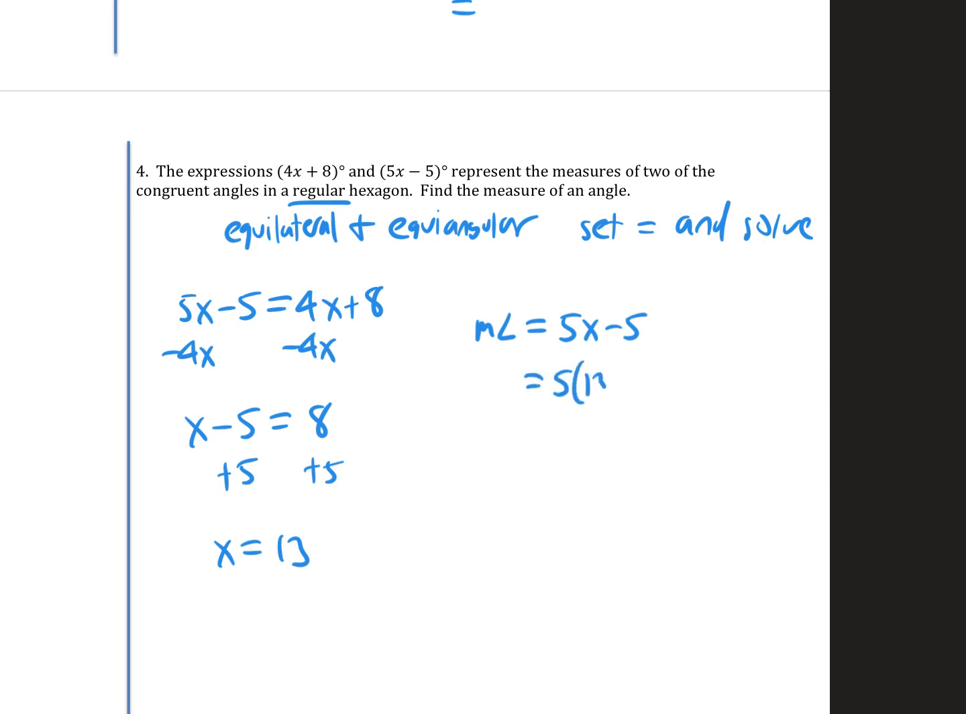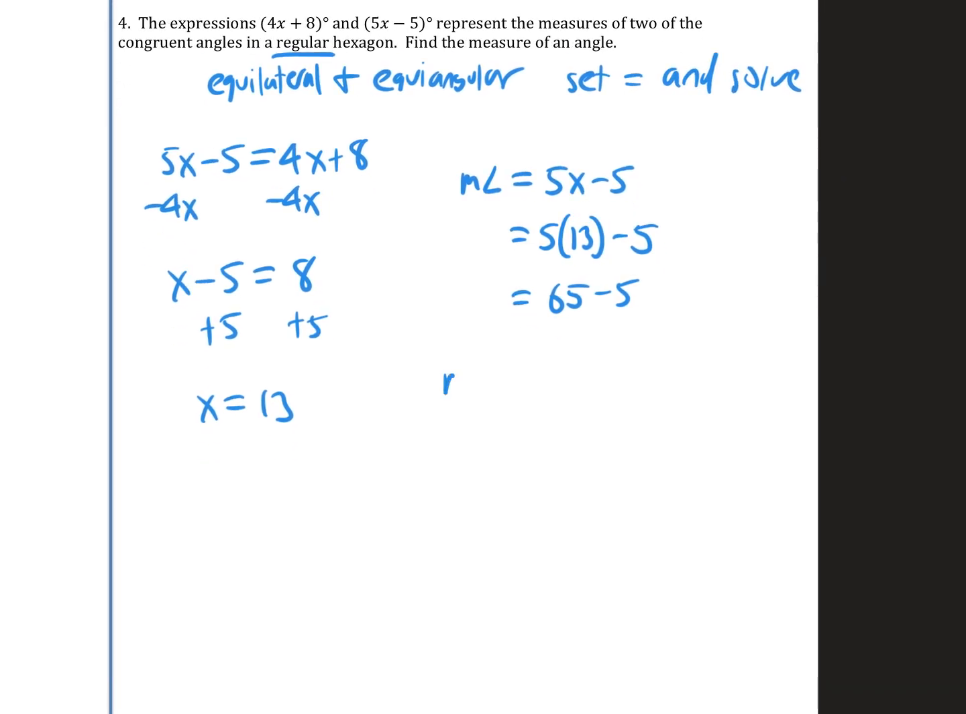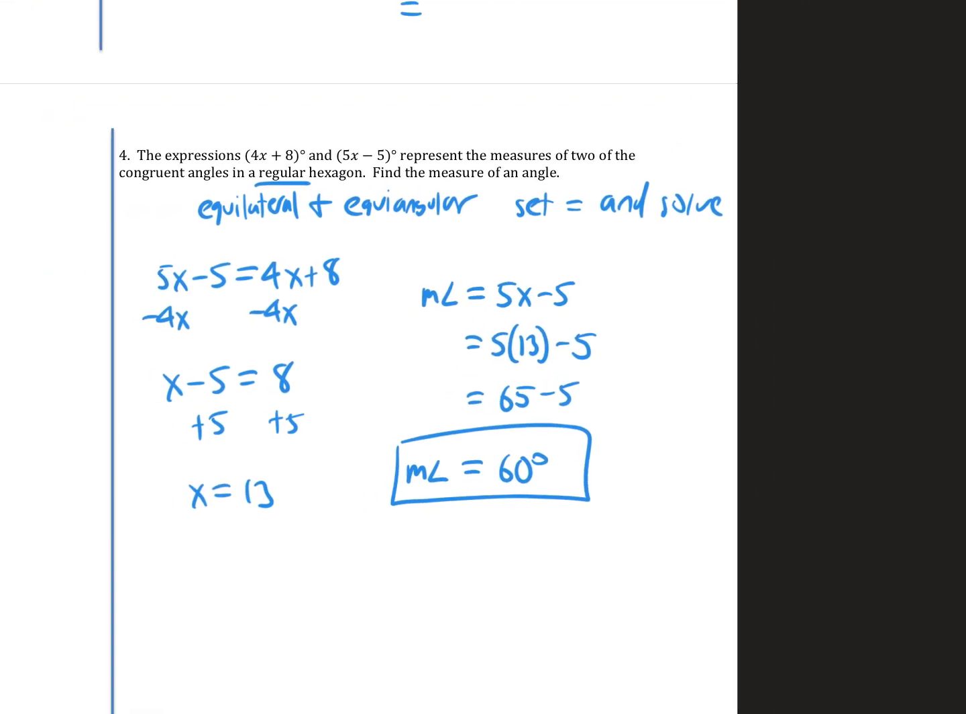So 5 times 13 minus 5. 5 times 13 is 65. So we got 65 minus 5. So the measure of the angle equals 60 degrees. All right. So you can plug into either one, though. Just keep that in mind.